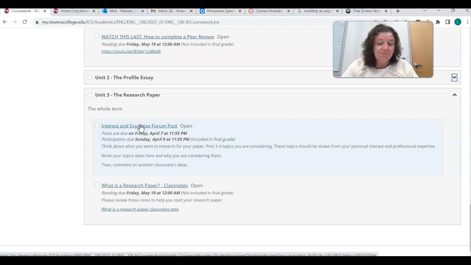By Friday of this week, you are going to think about what you want to research. You're going to post 3 to 4 topics that you're considering, and they should be drawn from your personal interest and your professional expertise. The PowerPoint will let you know how to choose your topic, and it will also inform you of topics that are off limits, all right? Then you're going to post those ideas, and then you're going to comment on another person's idea. If you would like to steal a research topic that someone else is doing, I encourage you to do so. Sometimes when we bounce ideas off of each other, we think of things that we wouldn't have thought of on our own. And so if someone else's topic is of interest to you, take it.